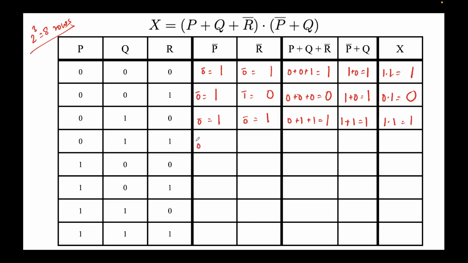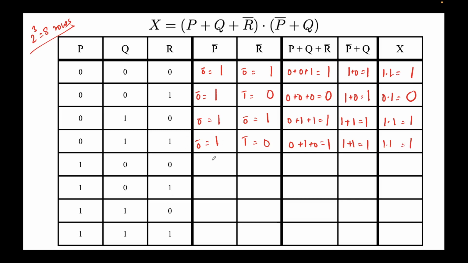Let's do the fourth row. 0 bar is 1. R bar, 1 bar is nothing but 0. P plus Q plus R bar, this is 0 plus 1. I'm going through them very quickly because it's just repetition. R bar is nothing but 0. This will turn out to be 1. P bar plus Q: P bar is 1, Q is 1. 1 plus 1 is 1. Again 1 times 1, this will turn out to be 1.